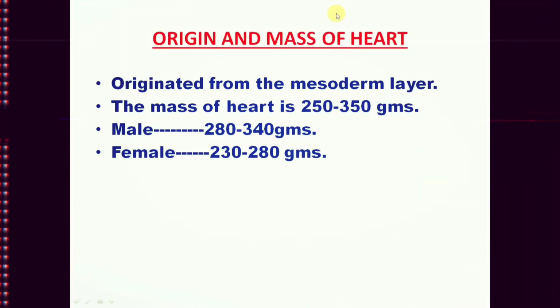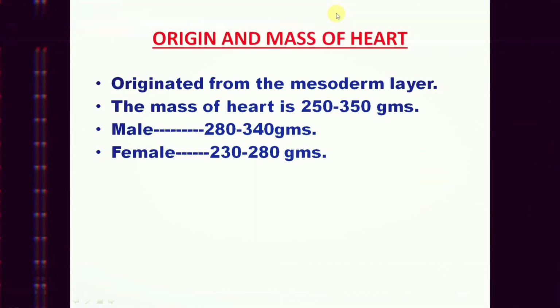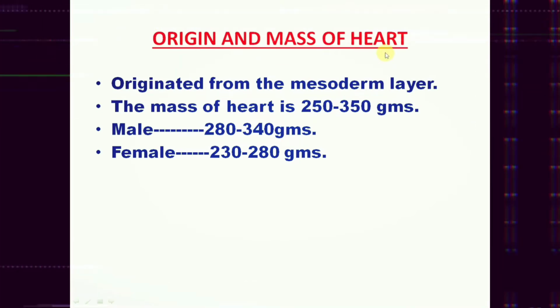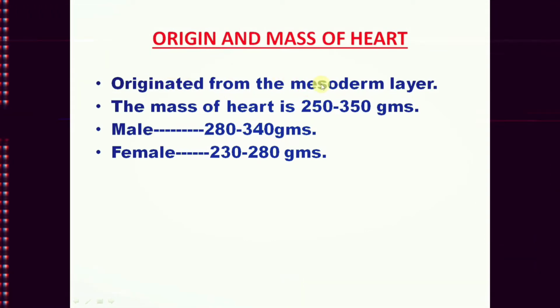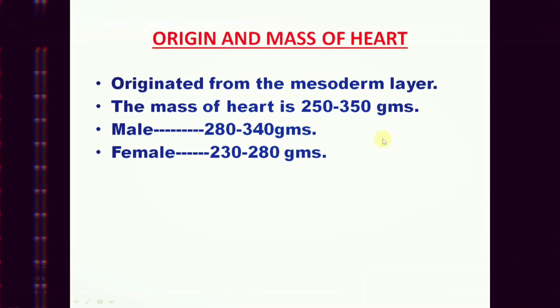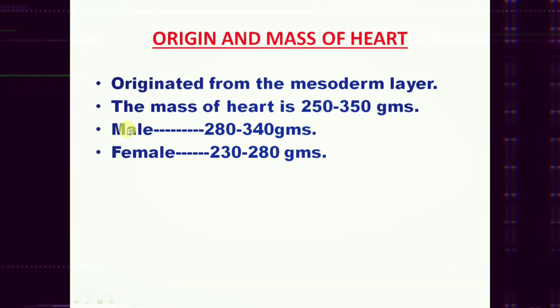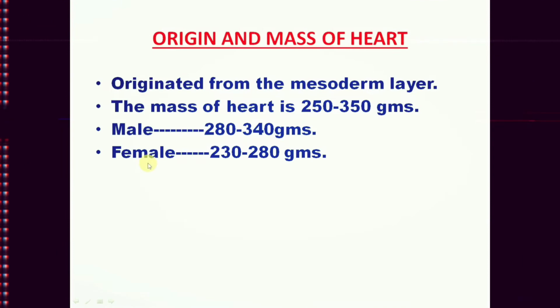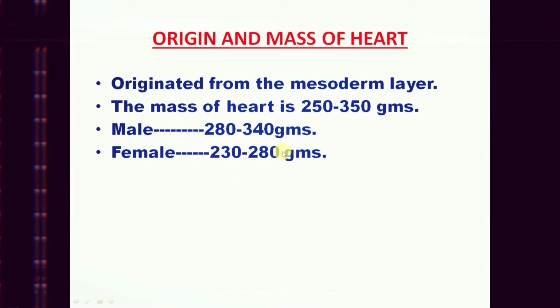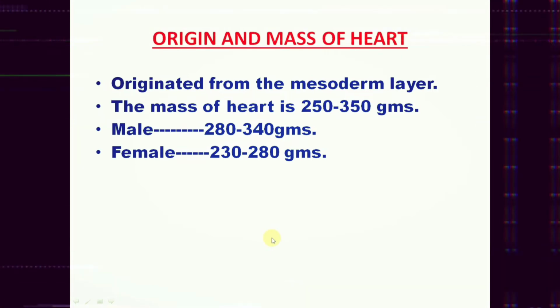Next, I will discuss the origin and mass of the heart. We know that the heart has originated from the mesoderm layer and the mass of the heart is 250 to 350 grams. In case of male, it is 280 to 340 grams and in case of female, it is 230 to 280 grams. It lies in the mediastinum, which is basically the central cavity of the thorax, and is 12 cm in length and 9 cm in breadth.